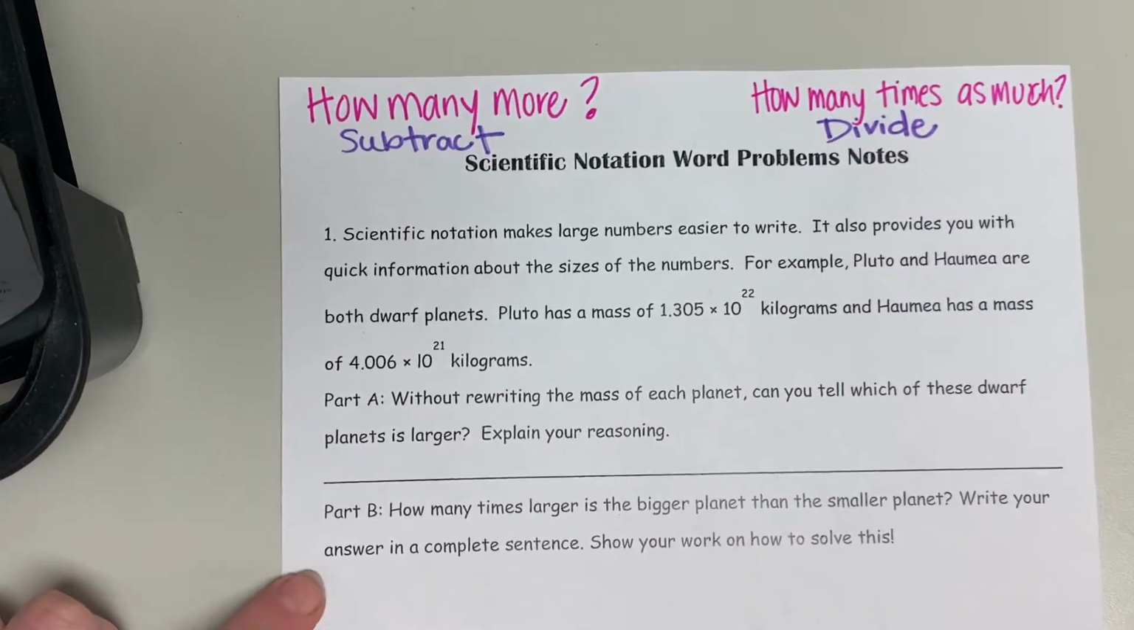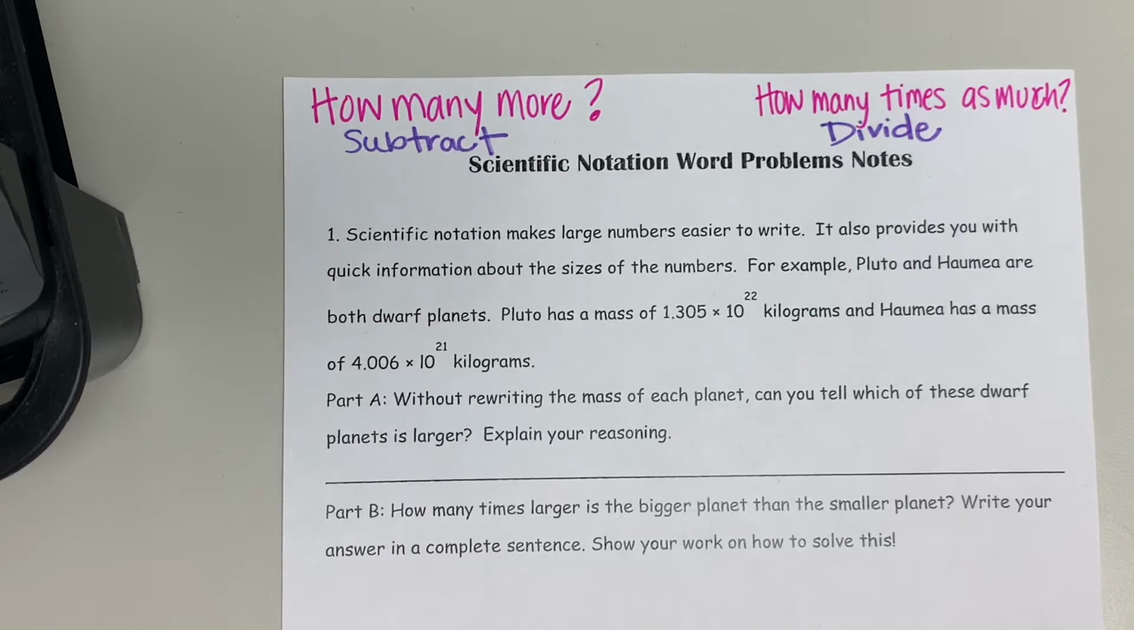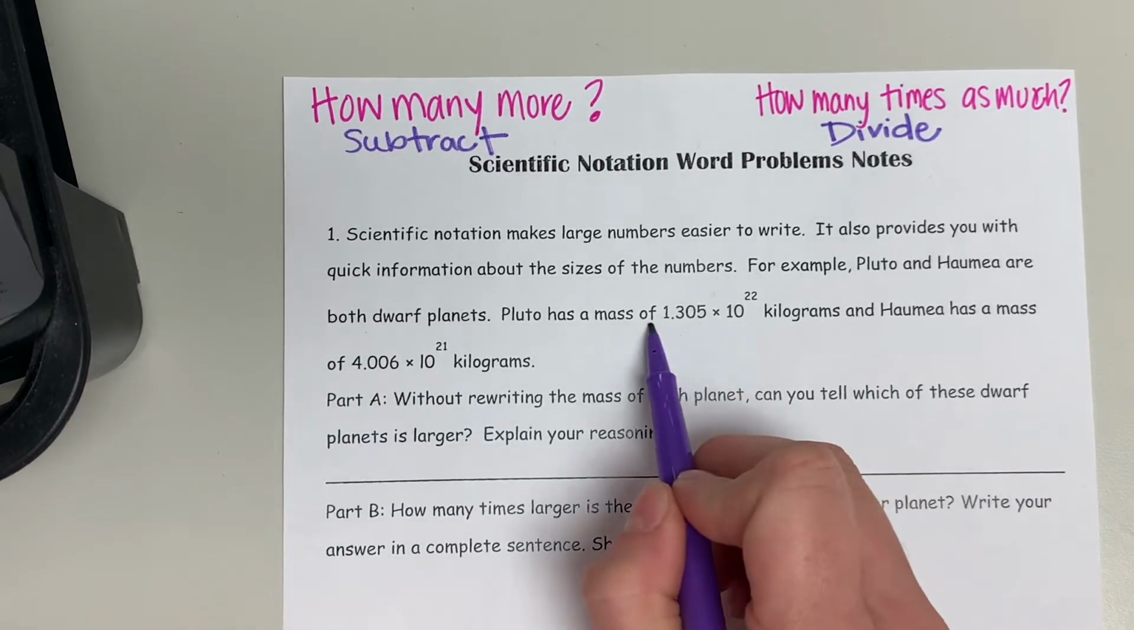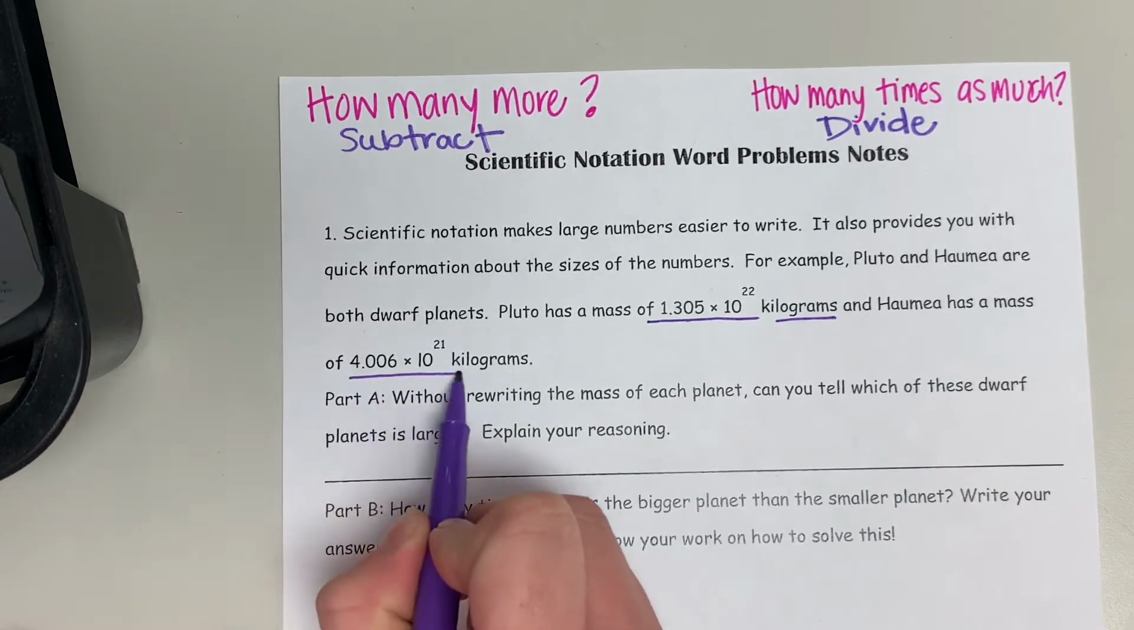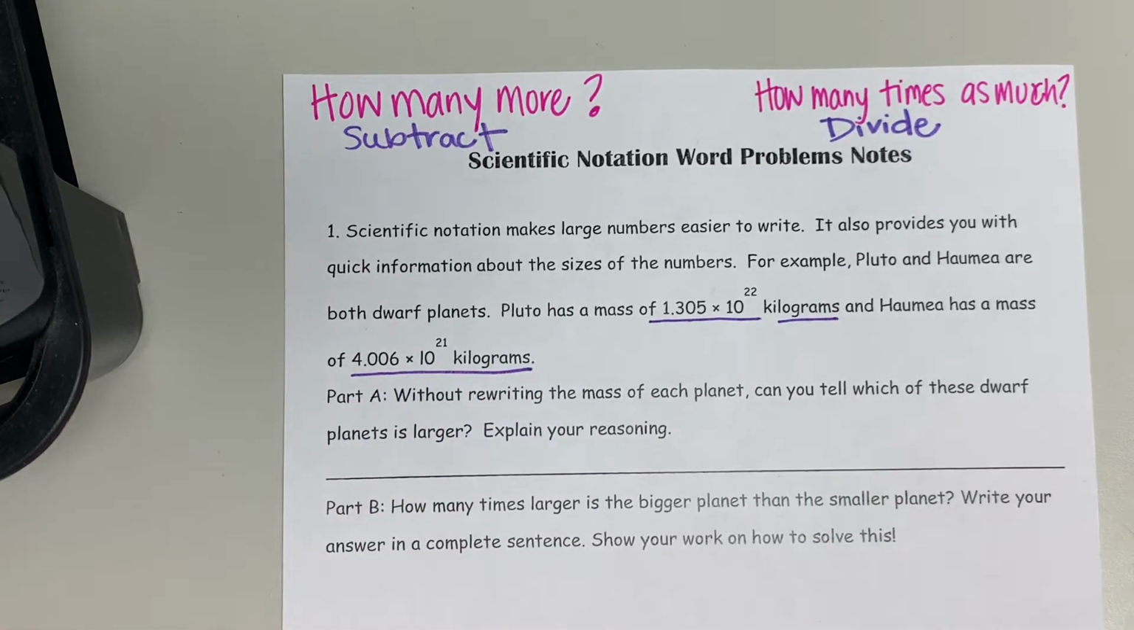So let's dive into this lesson. Scientific notation makes large numbers easy to write. It also provides you with quick information about the sizes of the numbers. For example, Pluto and another body are both dwarf planets. Pluto has a mass of this in kilograms, and then we also have a mass of this in kilograms. So what we're going to be doing is comparing. Without rewriting the mass, they want us to tell which of these planets is larger.